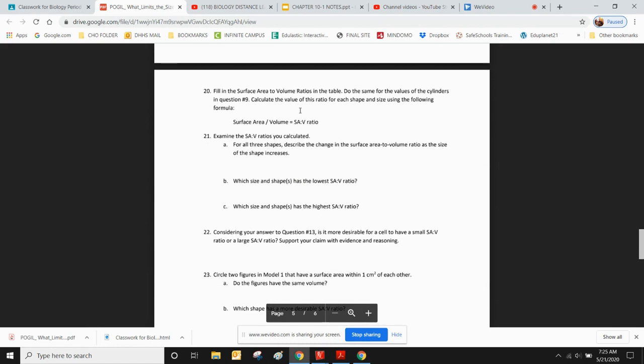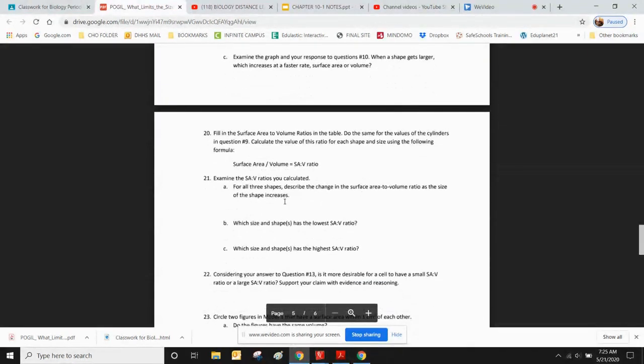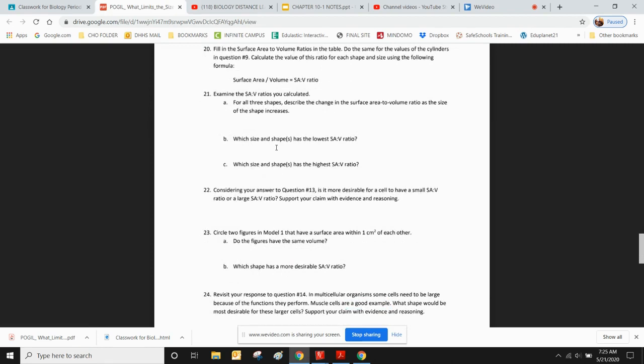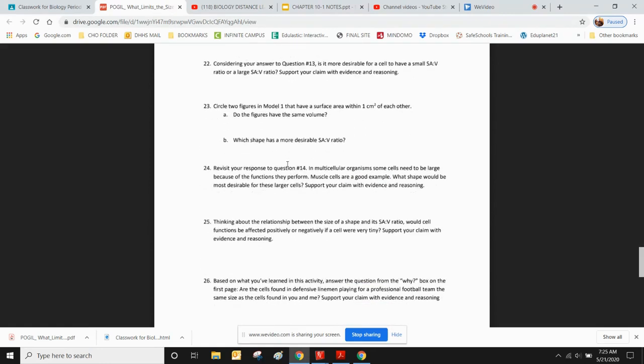Then it gets into the actual calculation. And in this particular activity, we're trying to give you a reason, which was identifying the trend. Once you identify the trend, they're showing you what that trend would look like with arithmetic. So now they're basically making a mathematical model to explain that trend that you just identified. And then which shape has the smallest, which one has the highest surface area to volume ratio. And then begins the extension type questions.